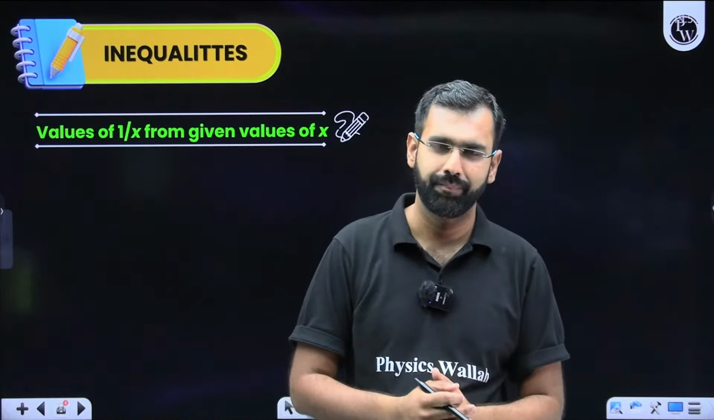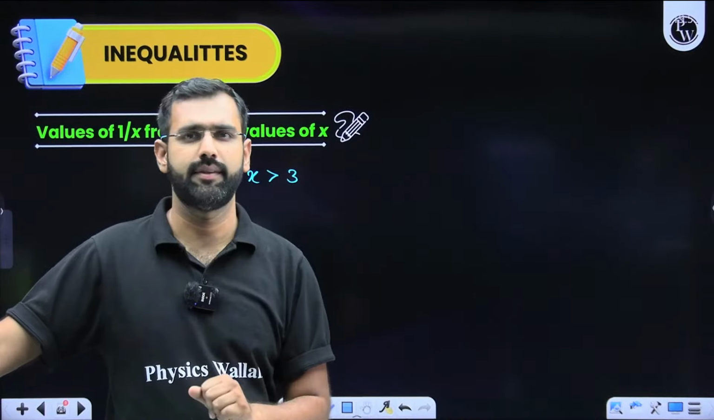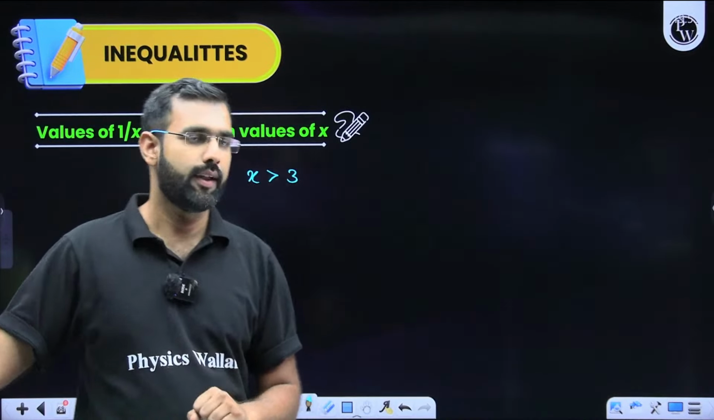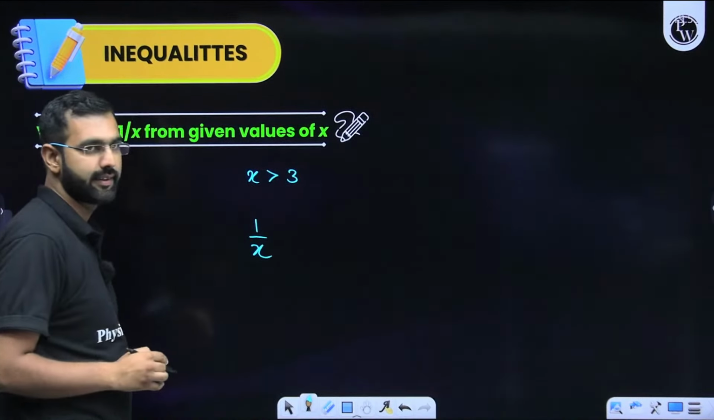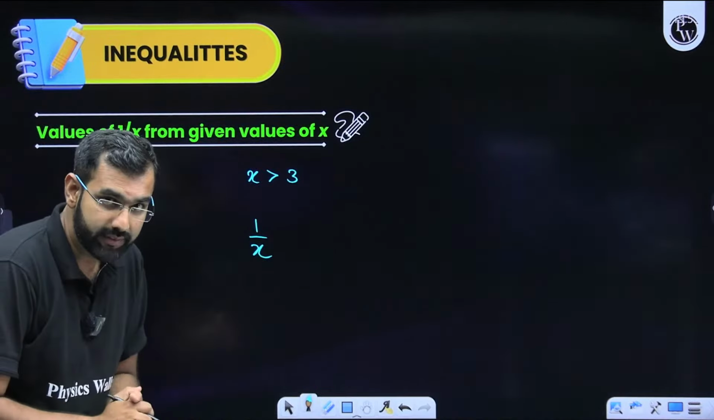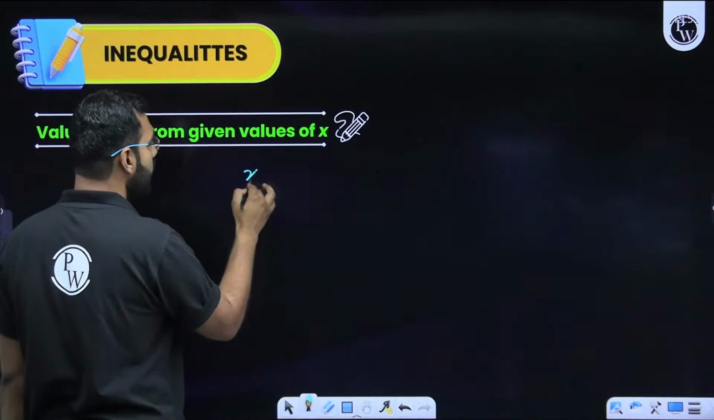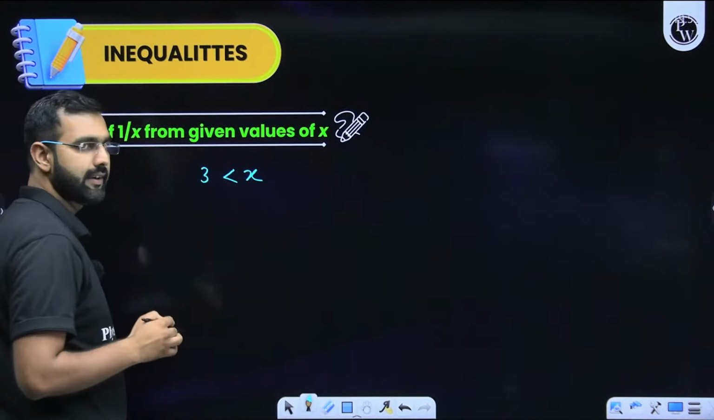Now, if I ask you to talk about the values of 1 by x, can you say something about that? Here, if I am asking you to put your comments on 1 by x, will you not say, sir, since x is greater than 3? I will write in a little different manner so that it becomes more understandable. We know that x is greater than 3. Can I write it like this?